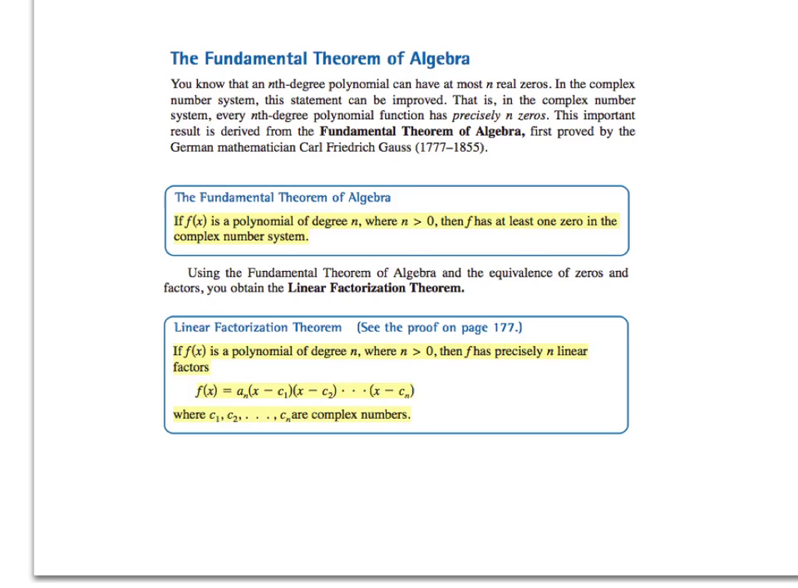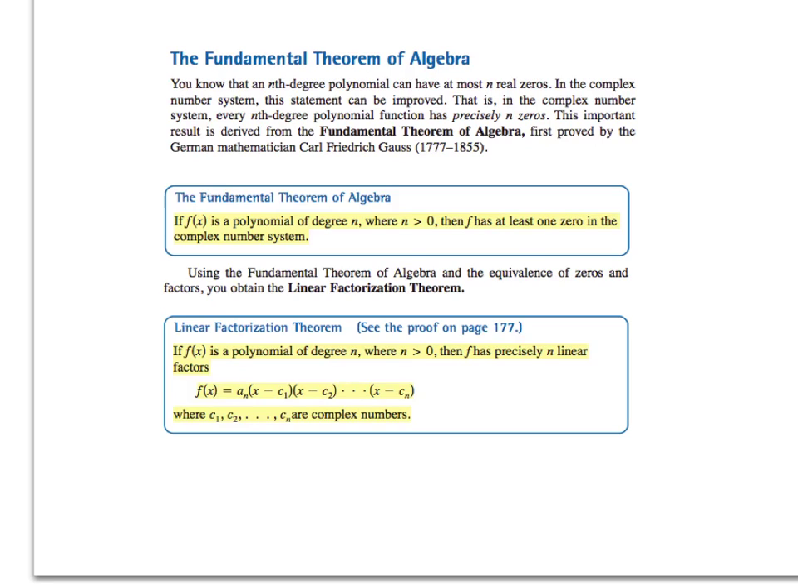This also leads to the linear factorization theorem, which everyone's familiar with, meaning that, for example, if you have a solution x equals 3 is a root or zero, then x minus 3 is a factor. And combining that with the fundamental theorem, we know that x minus c, being a complex number, is a solution.